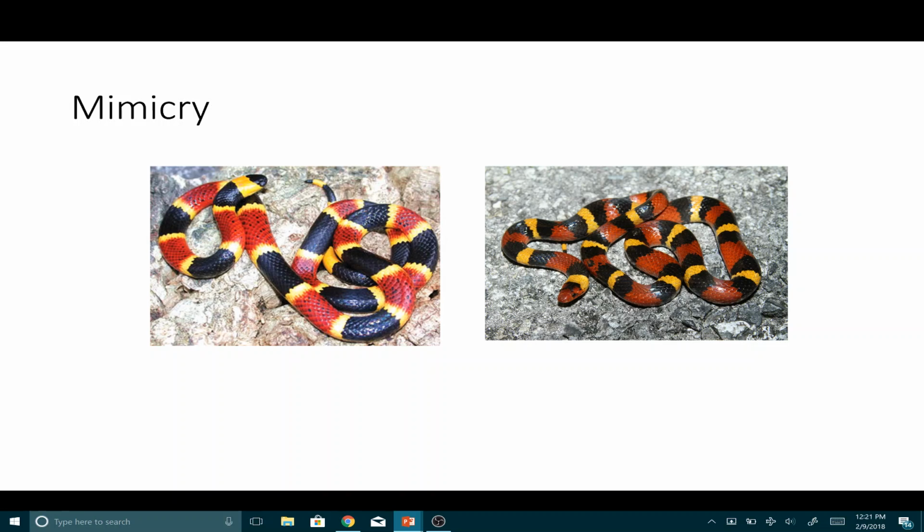Mimicry. So one of these snakes is deadly. It also contains a neurotoxin which attacks your nervous system and causes paralysis of muscles like the diaphragm and other respiratory muscles. And so which one of these do you think is venomous? And which one do you think is harmless?